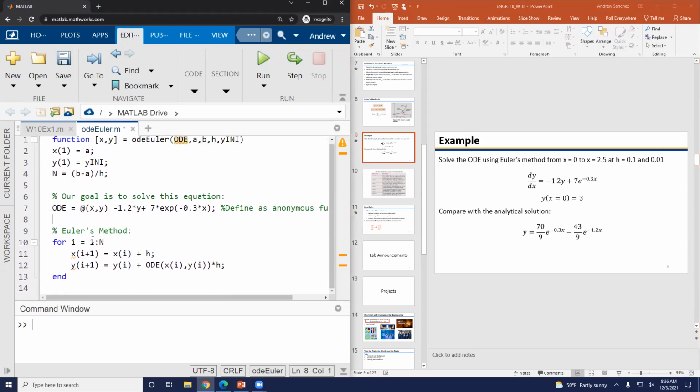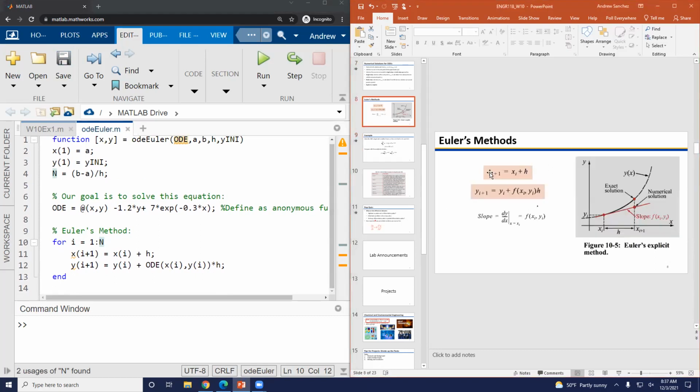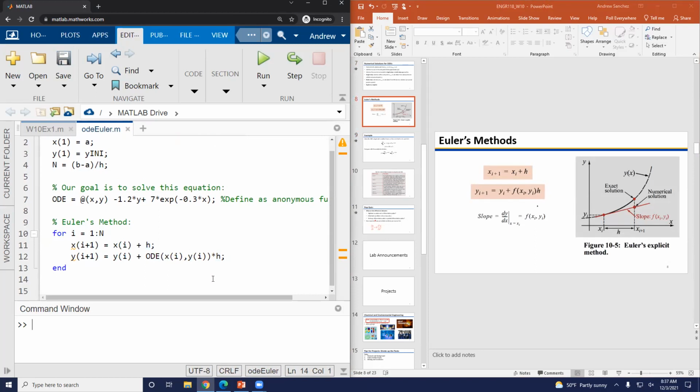For Euler's method, we start from i equals 1 up to n, and then we define our x value. So our x_{i+1} equals x_i plus h, and then remember that the values are called at each of the terms. That's our x_i. Our derivative is already given, so we don't have to solve for that. That's great. And then we multiply by h. Yeah, and that's pretty much it. Any questions before we see what happens?